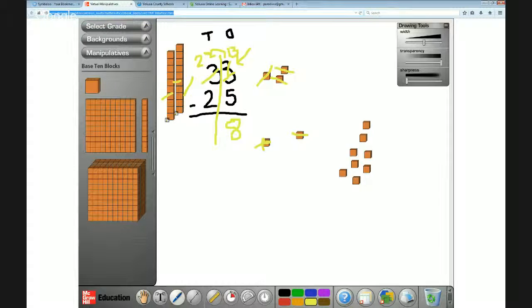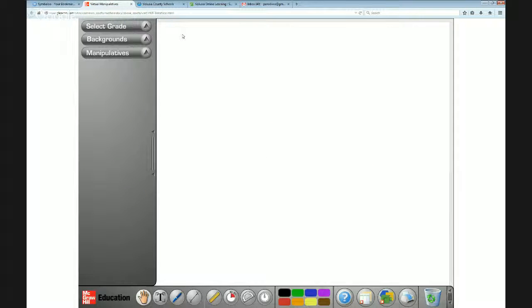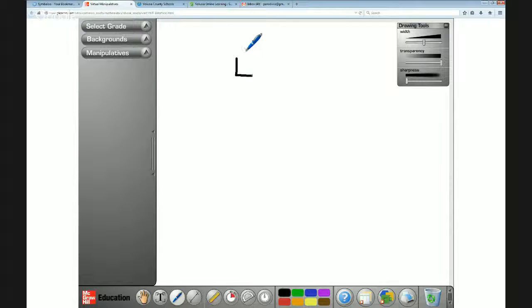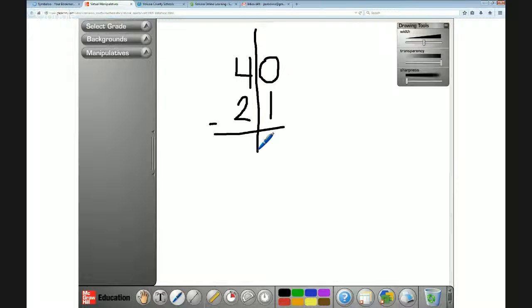Let's do another one. Let's do 40, and let's do it in the middle this time, see if I can be a little bit more neat and tidy with how I make my math problem. 40 minus 21. Okay, let's do our little invisible line.